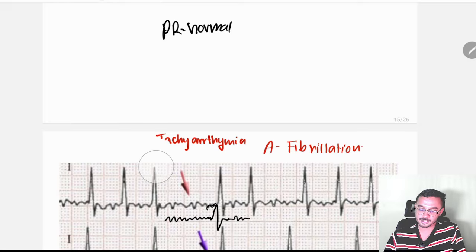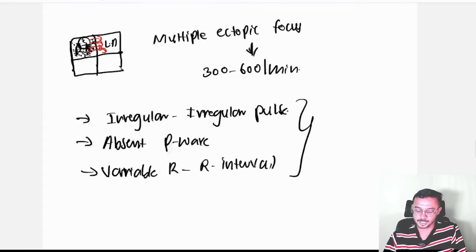Unsynchronized DC shock we use in ventricular fibrillation and pulseless ventricular tachycardia. That is the only condition in cardiology where you use an unsynchronized DC shock. Unsynchronized DC shock is used when the machine cannot identify the R wave. And this is about atrial fibrillation.